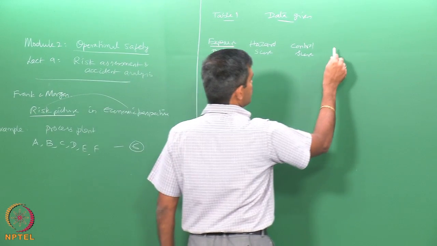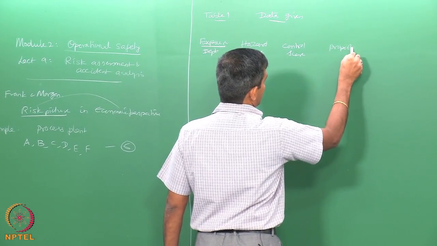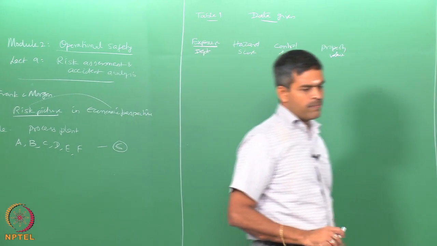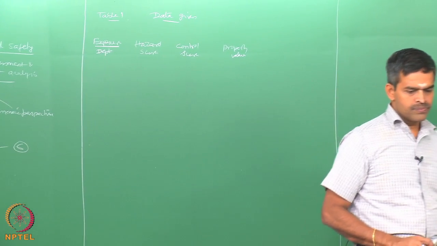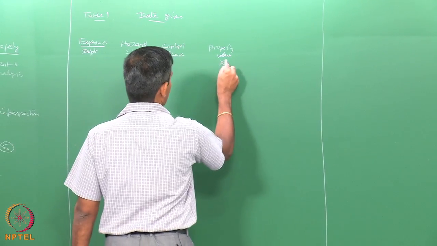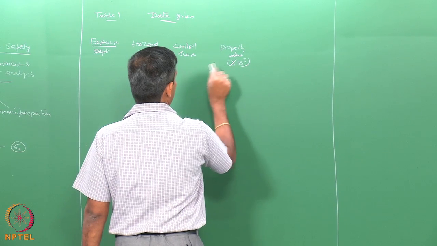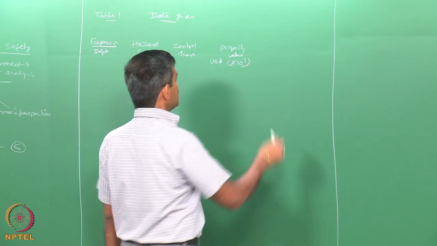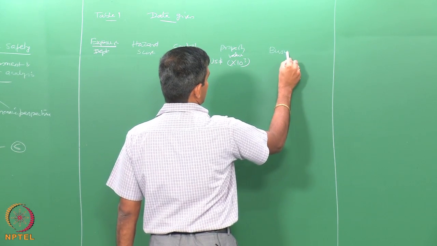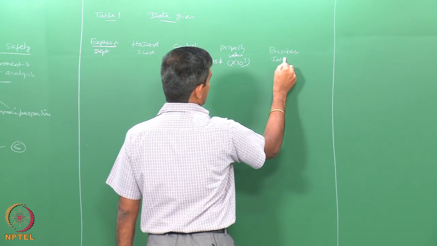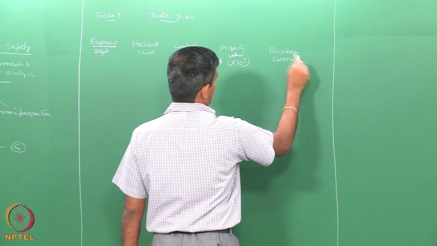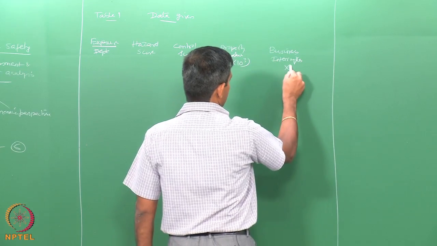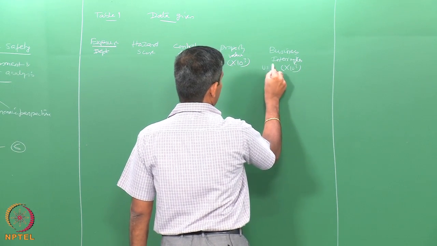Then property value, that is the asset of each department. I will put this asset in terms of US dollars and multiply this value with 10 power 3. And business interruption cost, again I will multiply this with 10 power 3, again the value is given in US dollars.